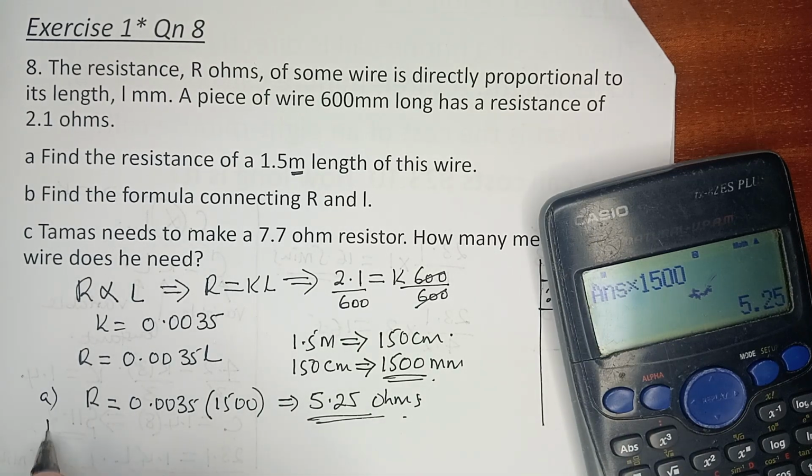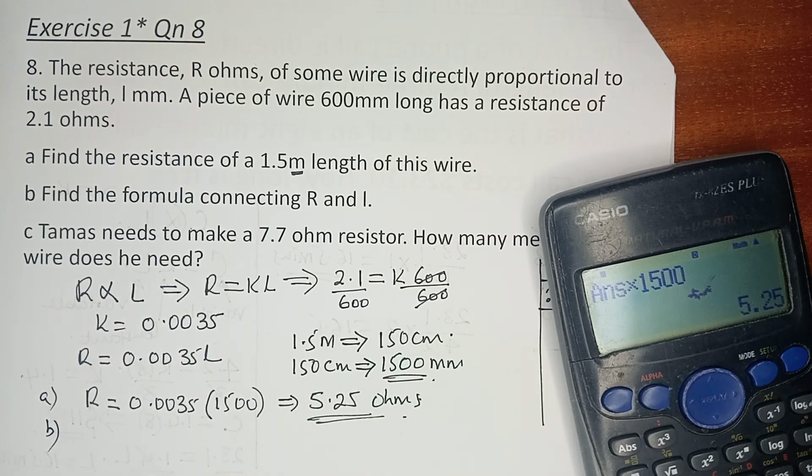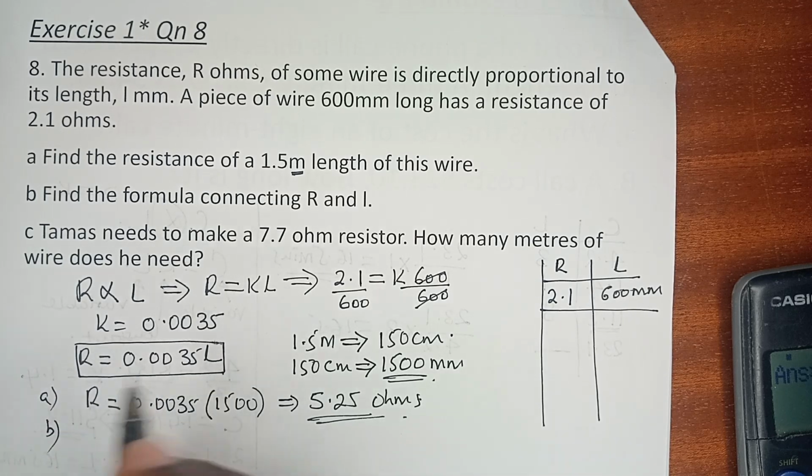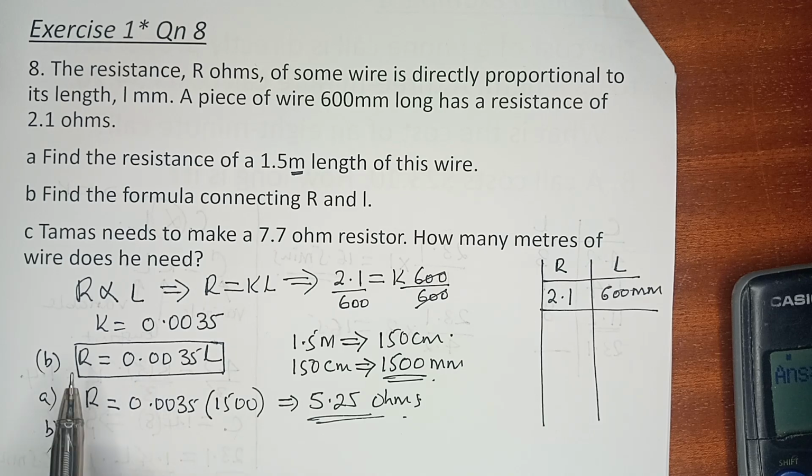Part B, we are asked to find the formula connecting R and L. And the formula connecting R and L is just this. It is here already. So this is the answer to part B of the question, because we have found K, which is 0.0035, and R is a variable, L is a variable. Find the formula connecting R and L. So let's go to part C.